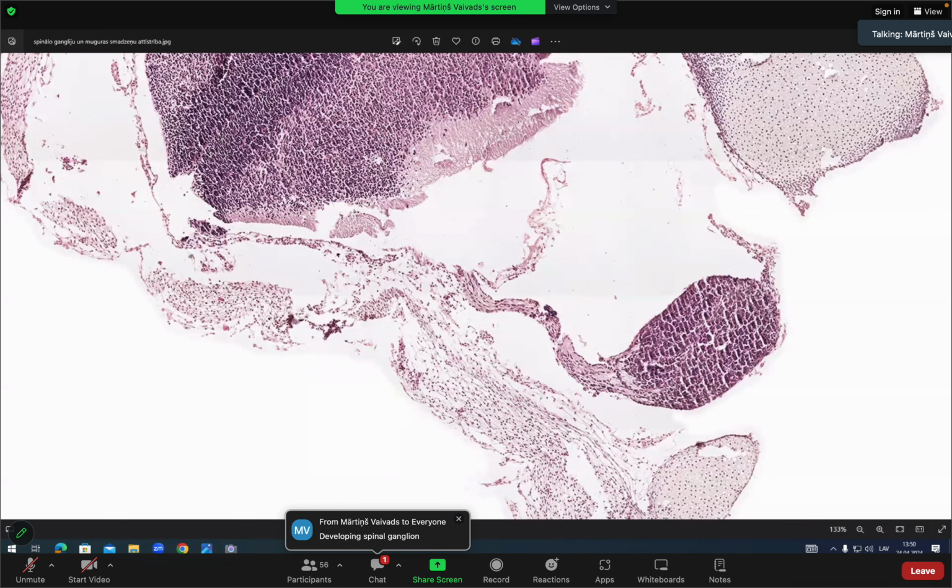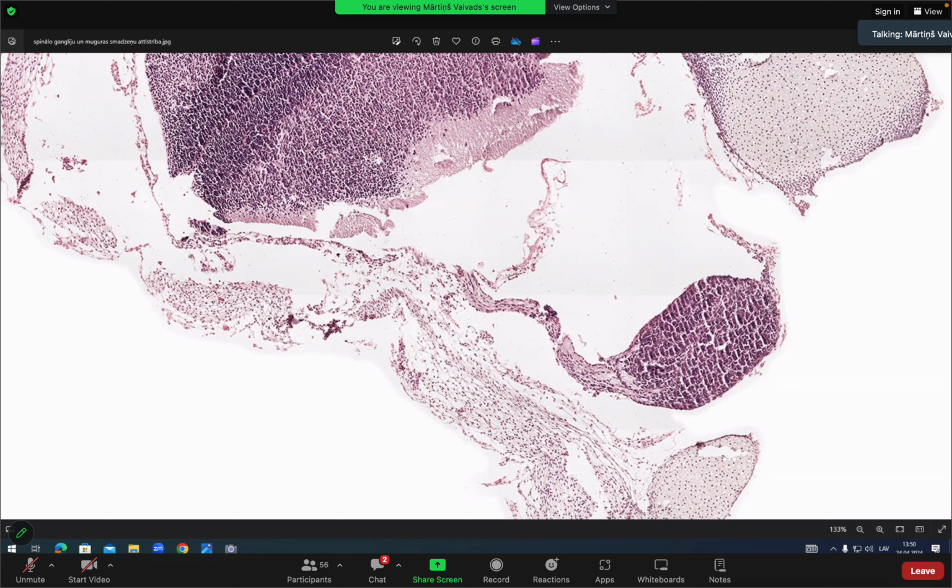So it can be asked in the rat slides, in the human slides as well, but developing spinal ganglion slides are quite interesting. I will briefly show them to you. So, developing spinal ganglion here. There's some slides where we separately have these developing spinal ganglions. So I will use this one, and we will use the pictures.